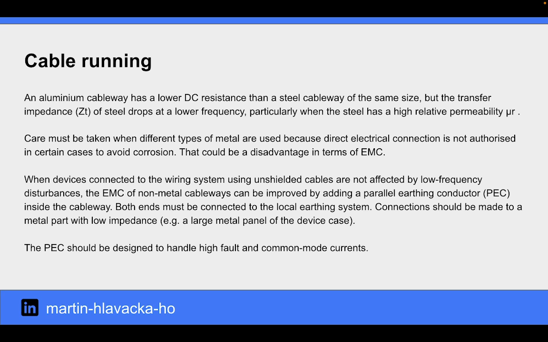When devices connected to the wiring system using unshielded cables are not affected by low frequency disturbances, the EMC of non-metal cableways can be improved by adding a parallel earthing conductor inside the cableway. Both ends must be connected to the local earthing system. Connections should be made to a metal part with low impedance. The pack should be designed to handle high faults and common mode currents.